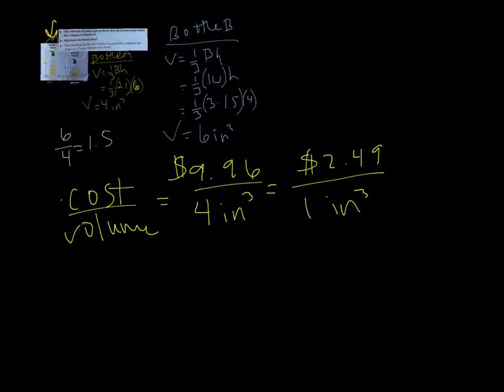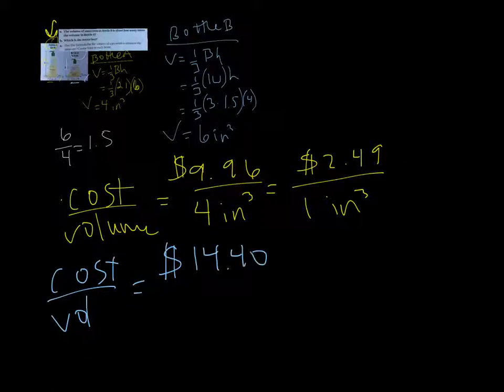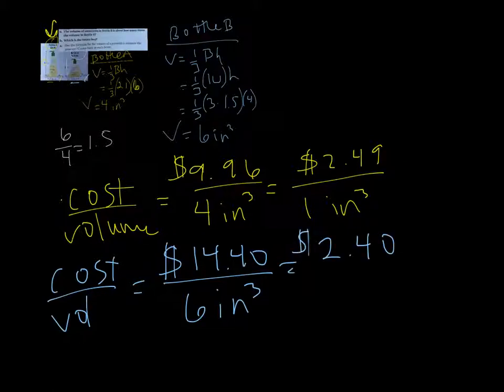Sorry about that. Anyways, so for bottle B, we'll stick with blue, and we have the same cost over volume, and that is $14.40. It says way up there, really small, over our volume, which is 6 cubic inches, and that simplifies to $2.40 per 1 cubic inch. So, since bottle B is cheaper per cubic inch, the unit cost of bottle B is less than the unit cost of bottle A. Bottle B is the better buy.